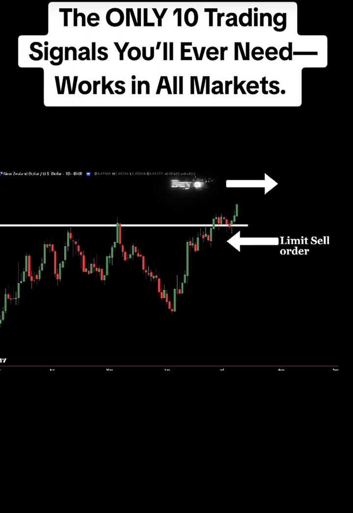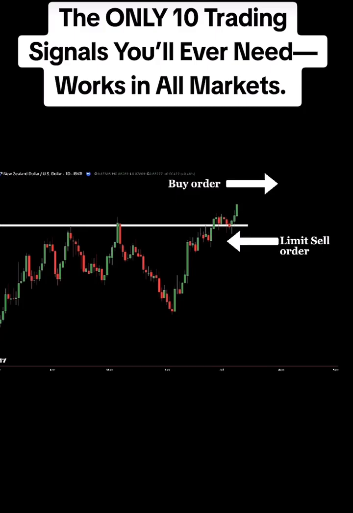Now we can also go a step further. We place a limit buy order above the breakout candle, just in case the breakout is genuine. So now we're ready for both directions. If it's a fake breakout, our sell order is triggered. If it's a real breakout, our buy order is triggered. Either way, we're only in the trade if price commits to a direction. Once one of the orders is triggered, we cancel the other.